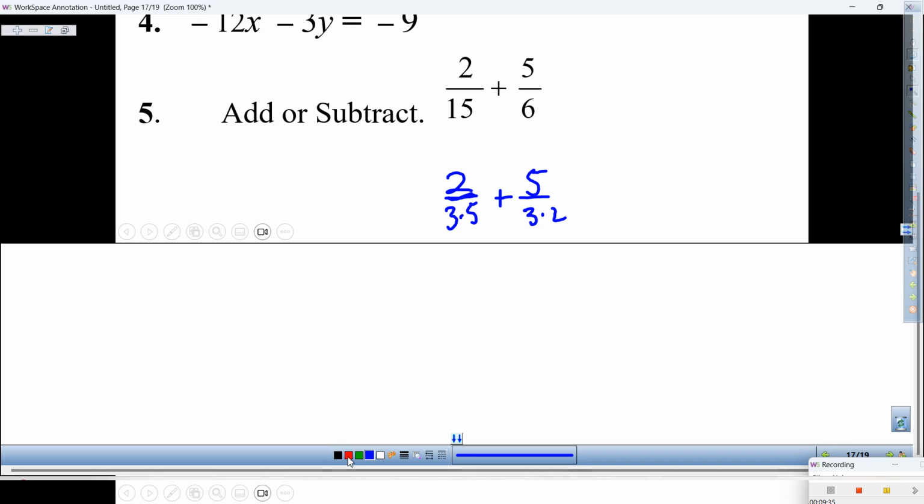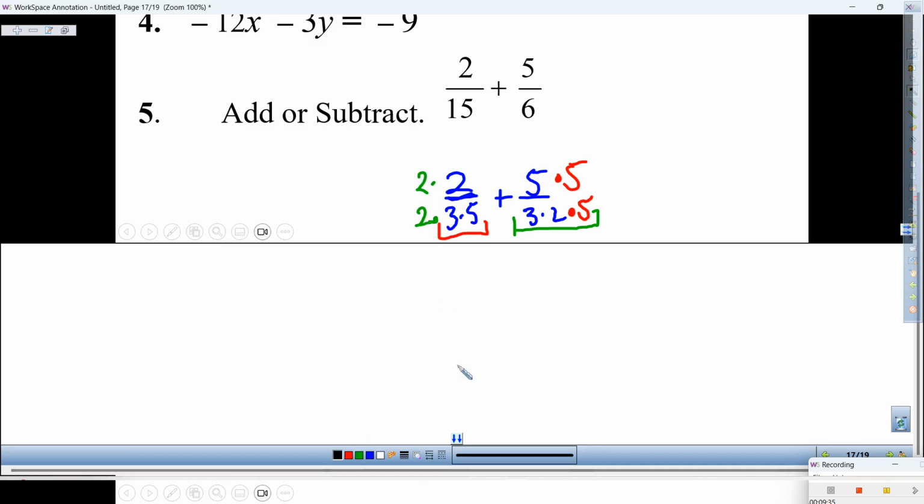So, question. What does this denominator have that this one needs? The 5. So multiply times 5, top and bottom. Next, what does this one have now that this one needs in order for it to look the same? The 2. So times 2, times 2.